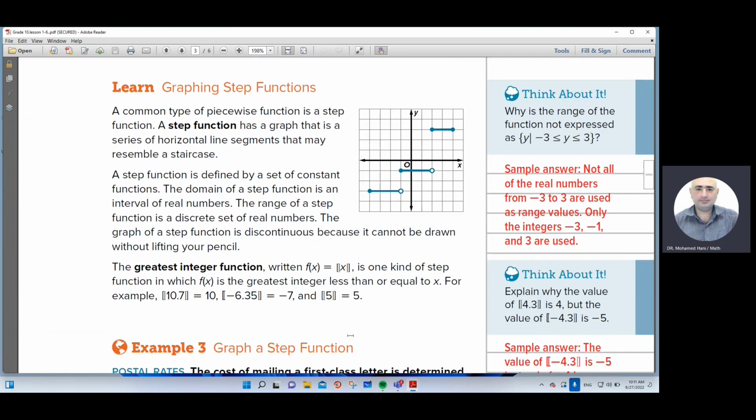The second idea in this lesson, write please this title, graphing step functions. A common type of piecewise function is a step function. So what's the meaning of a step function? It has a graph that is a series of horizontal line segments that may resemble a staircase. As you see here, we have segments. This is the meaning of a step function. So write just the definition, please. A step function, then graph the example here.